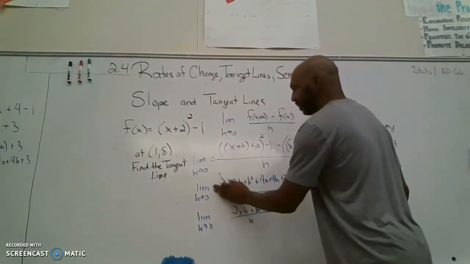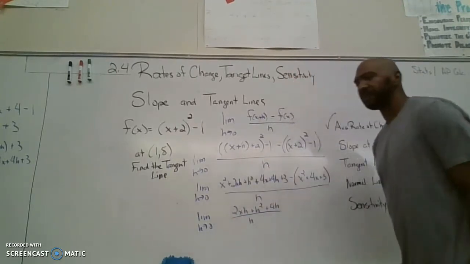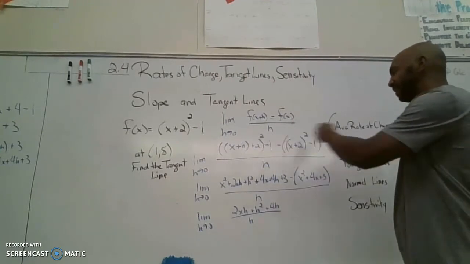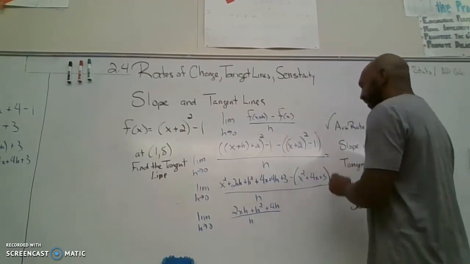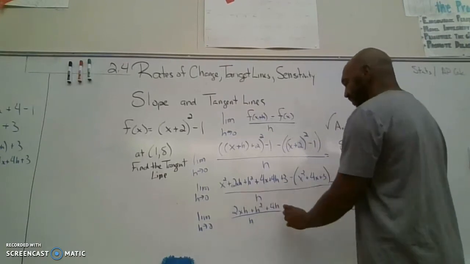I don't know why I'm writing equals here. My bad. They're not equal. That is the limit of that. Okay, and this equals the next thing equals here.